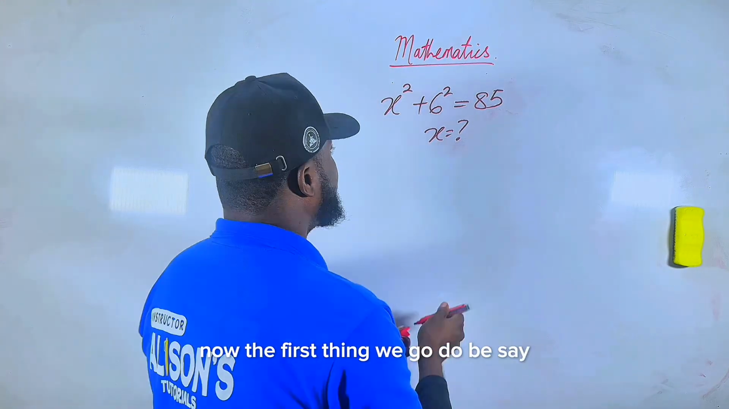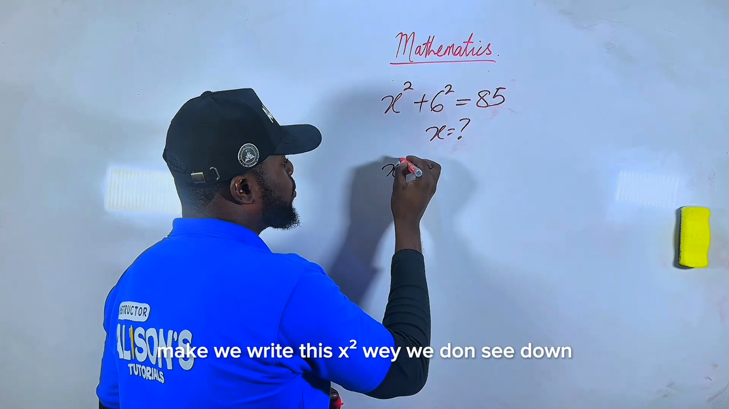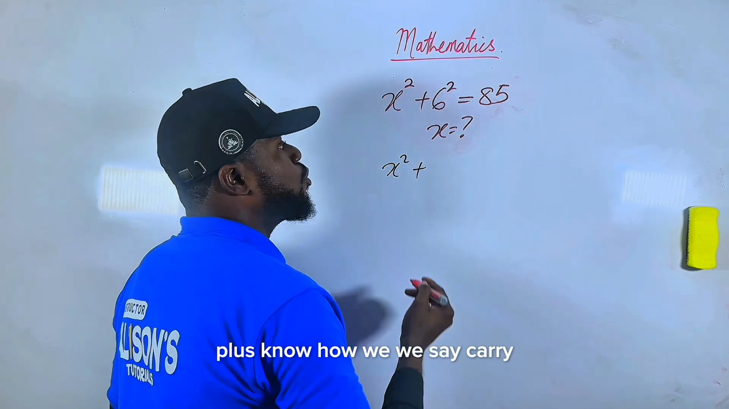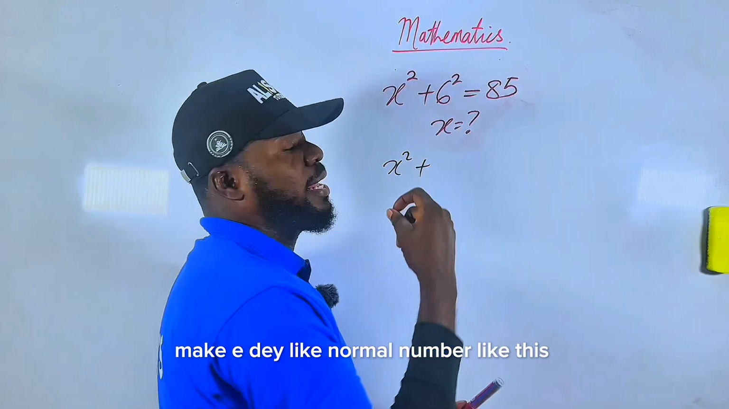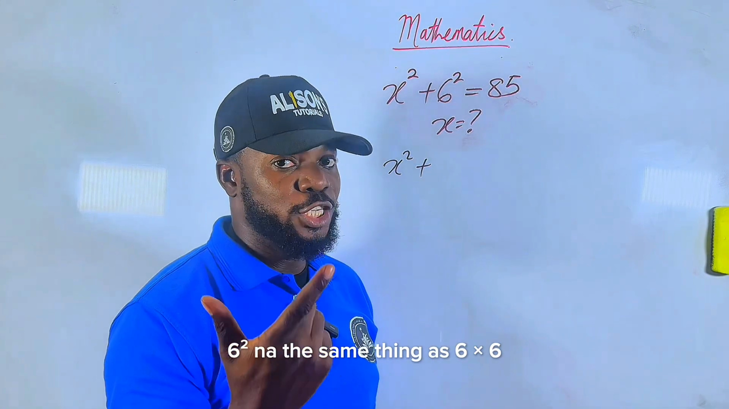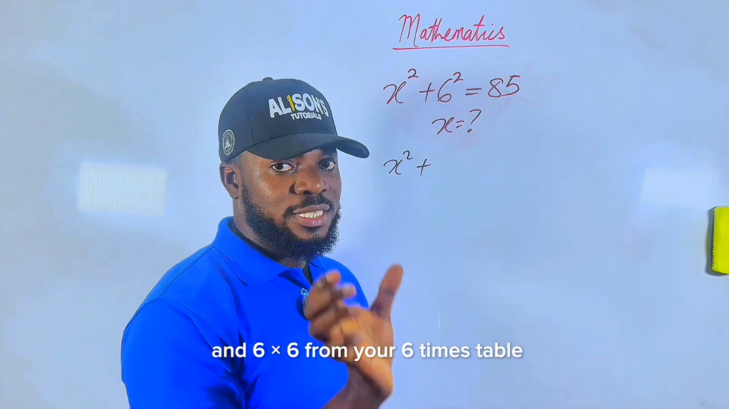Make we check out. Now, the first thing we'll do is say, make you write this x squared where we don't sit down. Plus, know how we will say, carry I see 6 squared. You know, we want to reduce them. Make it like normal number like this. 6 squared, now same thing as 6 times 6. And 6 times 6 from your 6 times table.